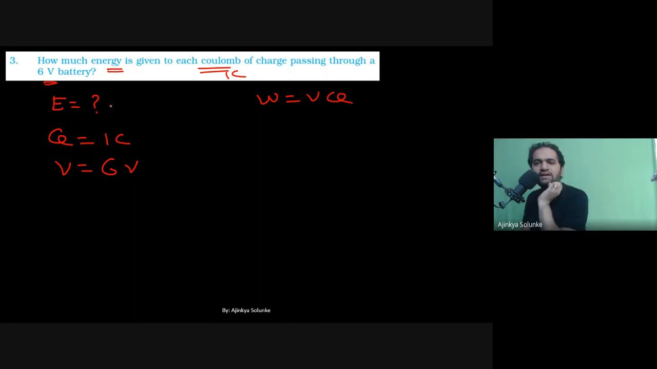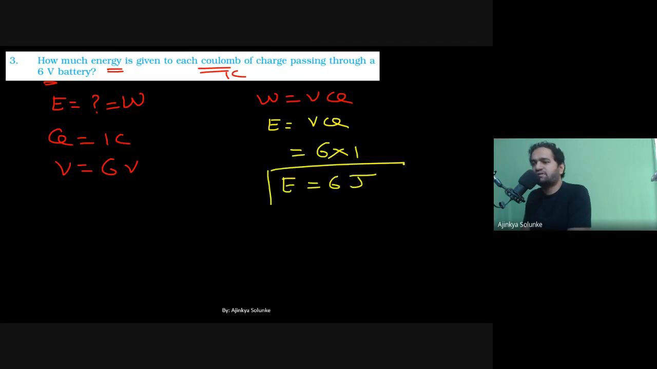But work is nothing but energy. So we can replace this formula, W is equal to VQ. In place of that, I'm going to write E. E is equal to VQ, right? So what is the value of V? It is 6. What is the value of Q? That is 1. So the answer would be 6 joules.